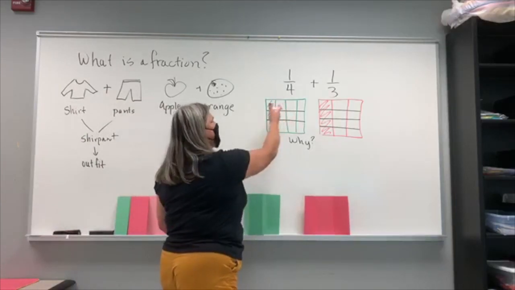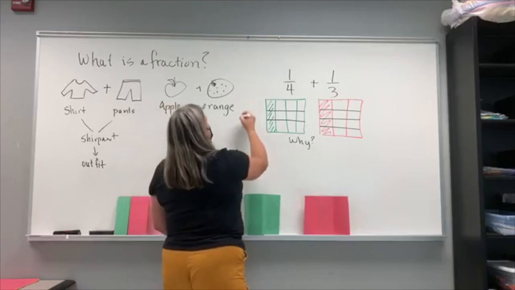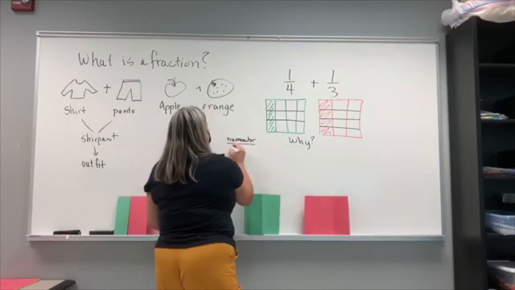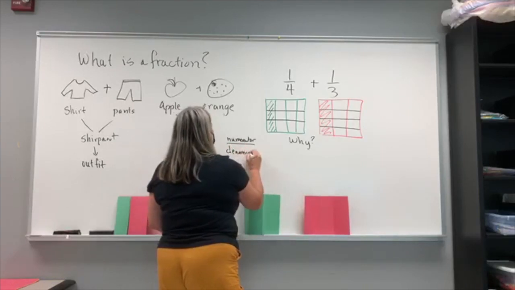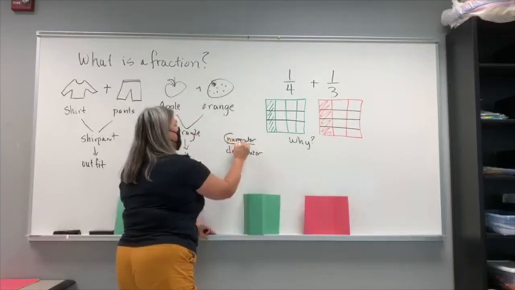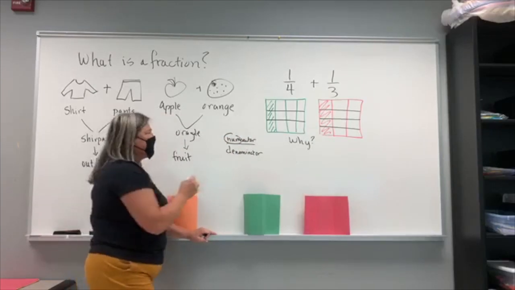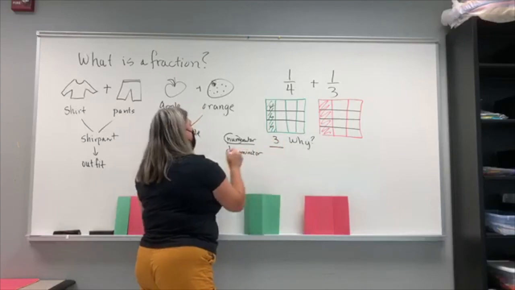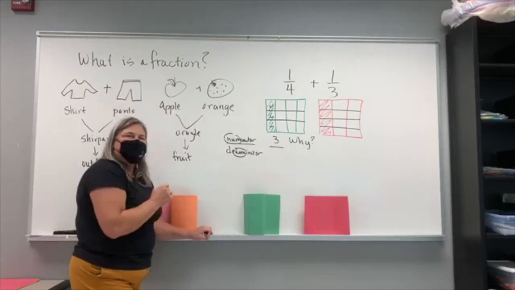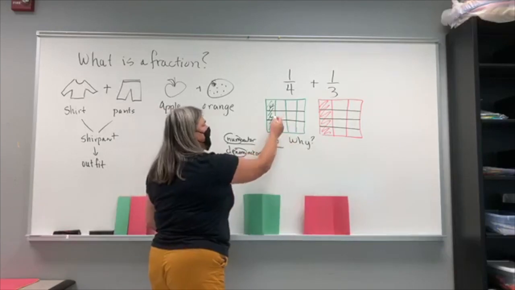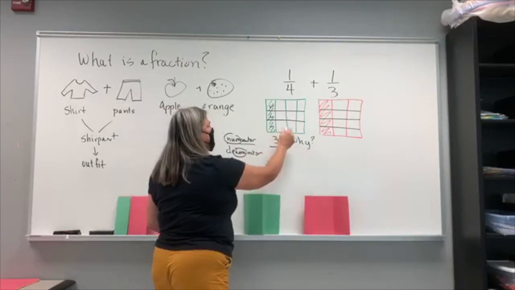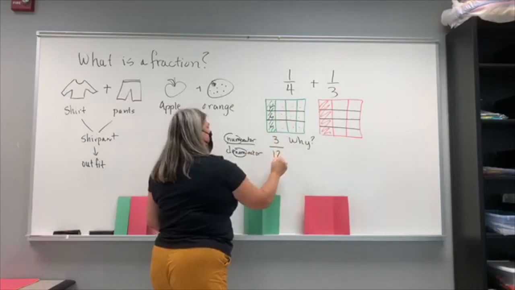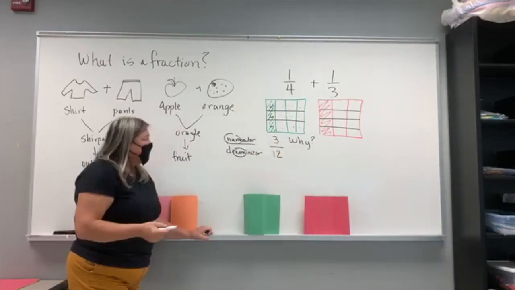Well, let's look at what we have now in this fraction. So what is the numerator and what is the denominator? So num, remember, is how many of them. So let's see how many. We have 1, 2, 3. And nom is the name of the piece. So what do we call this piece? It's out of 1, 2, 3, 4, 5, 6, 7, 8, 9, 10, 11, 12. So now we have 3 twelfths.